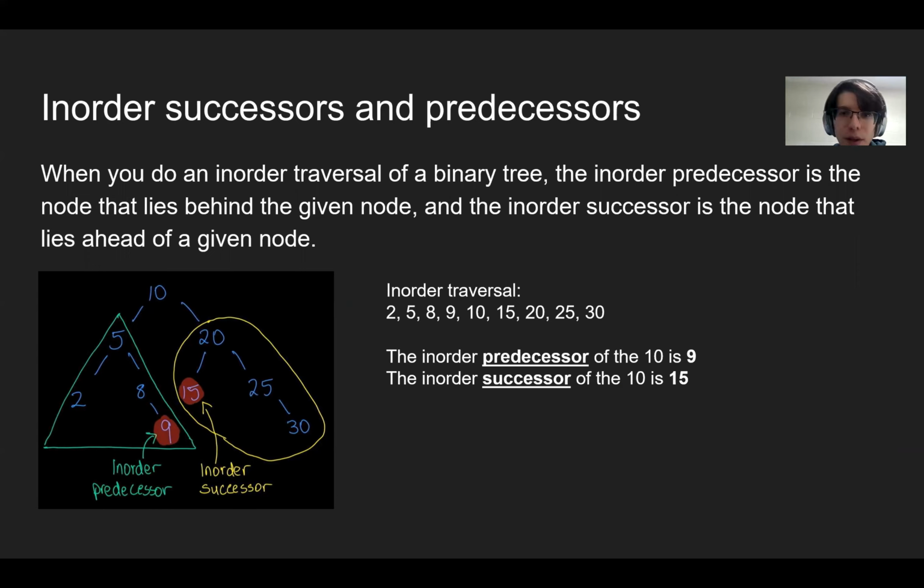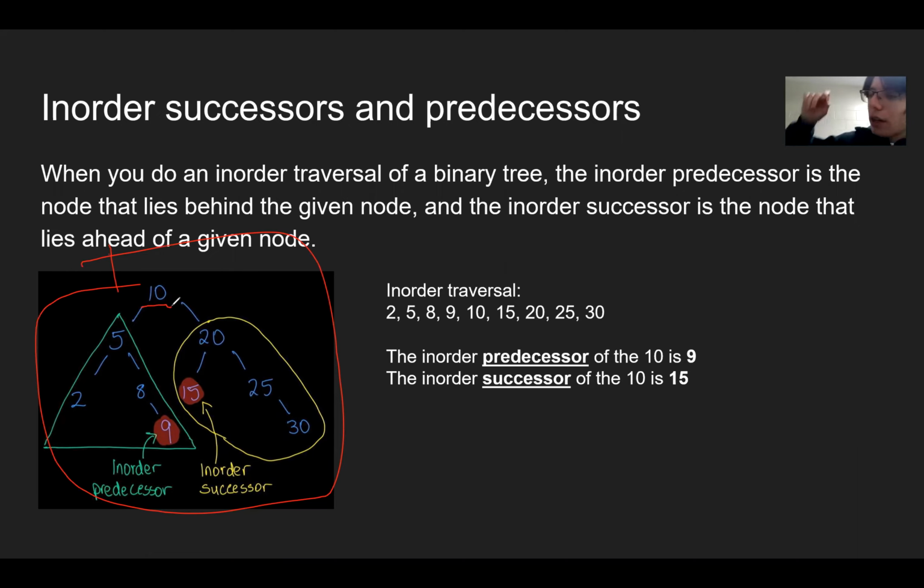So right here, we have a binary search tree. In this binary search tree, consider the in-order successor of 10. The way we find the in-order successor of 10 is we go right one time and then left as many times as possible. Because everything that's larger than 10 has to be to the right of 10.